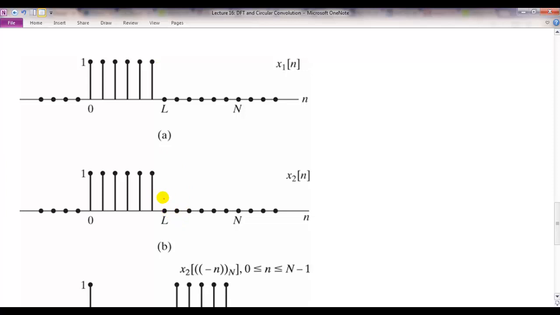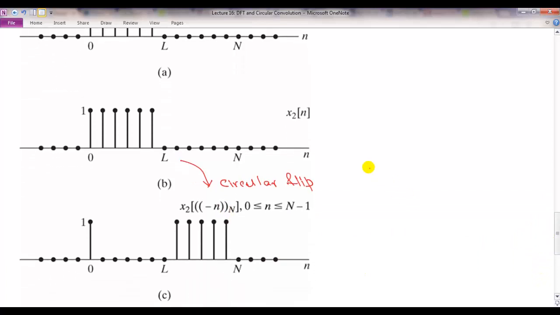Now in linear convolution, you are going to linearly flip it. You circularly flip this, this is the circular flip, which is simply x2[(-n) mod N]. And if you remember, (-n) mod N is simply N minus n for n not equal to 0, and it is equal to 0 for n equal to 0.